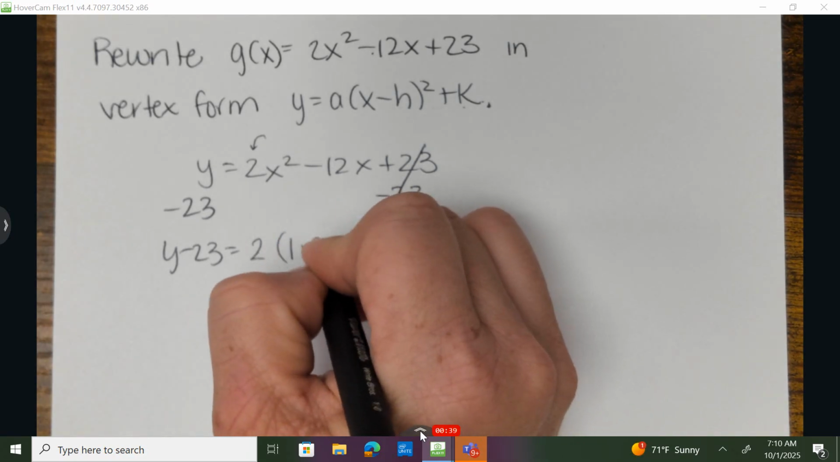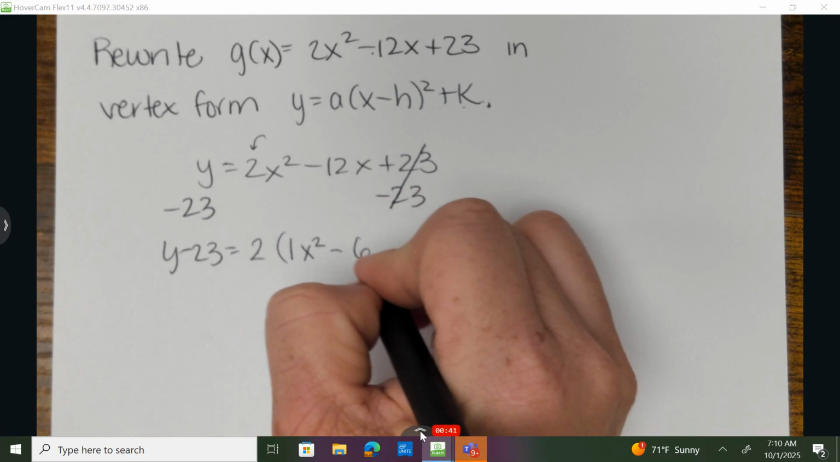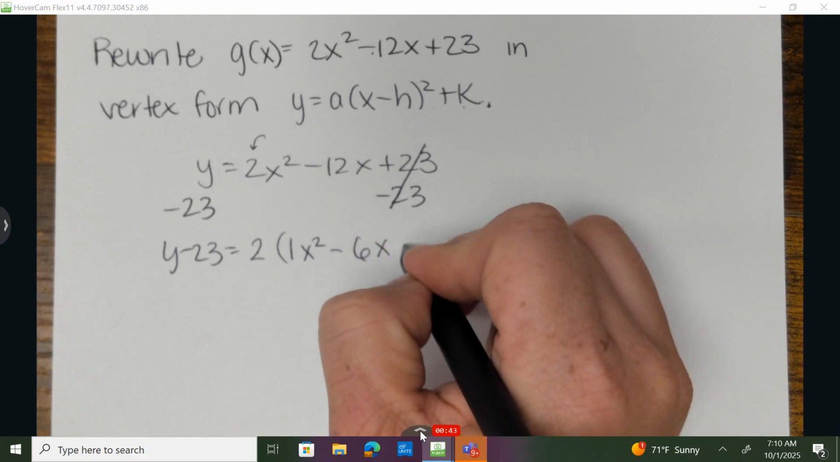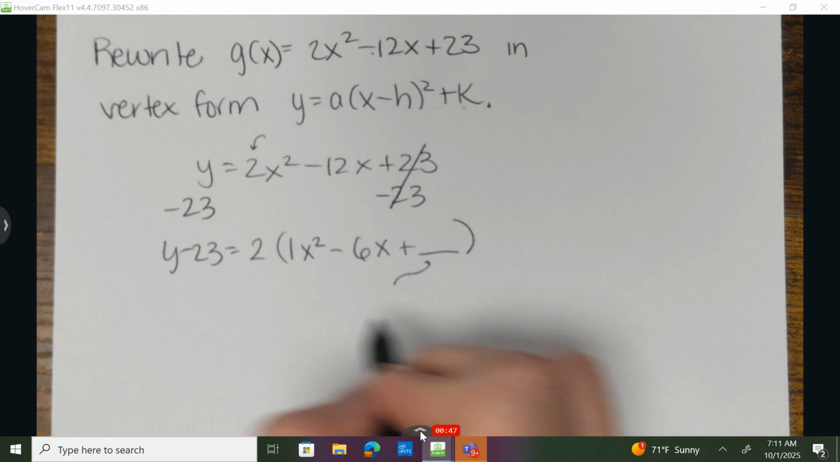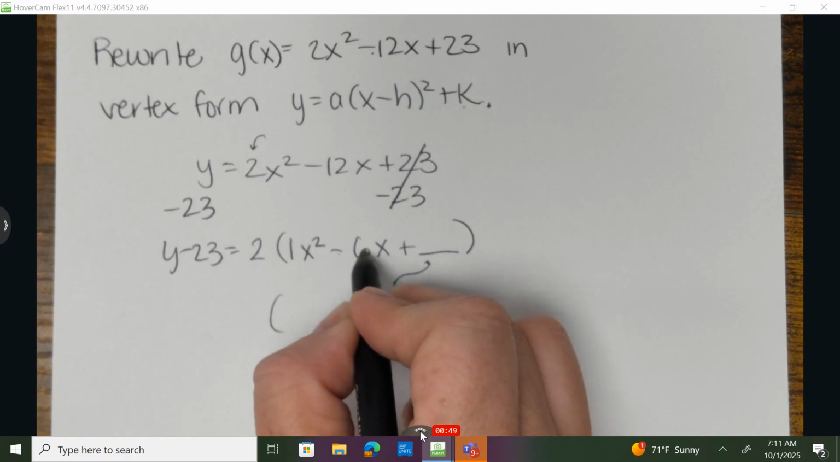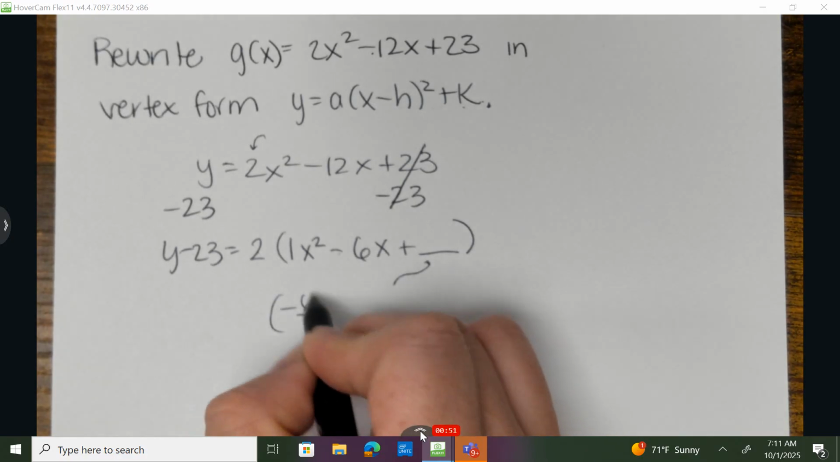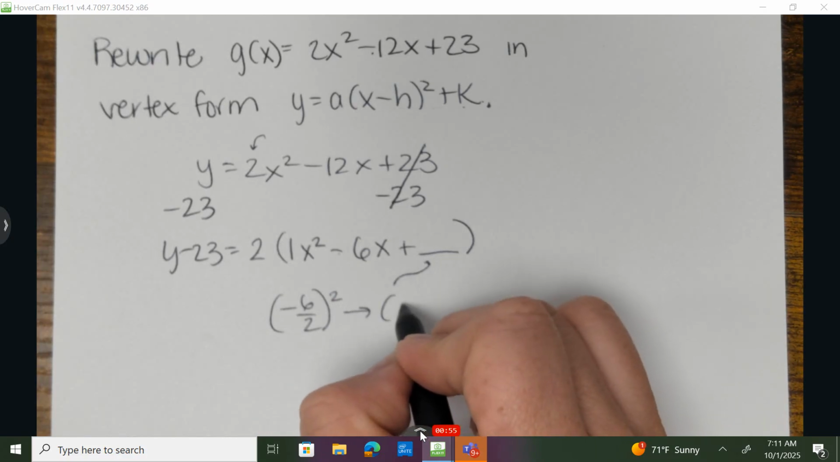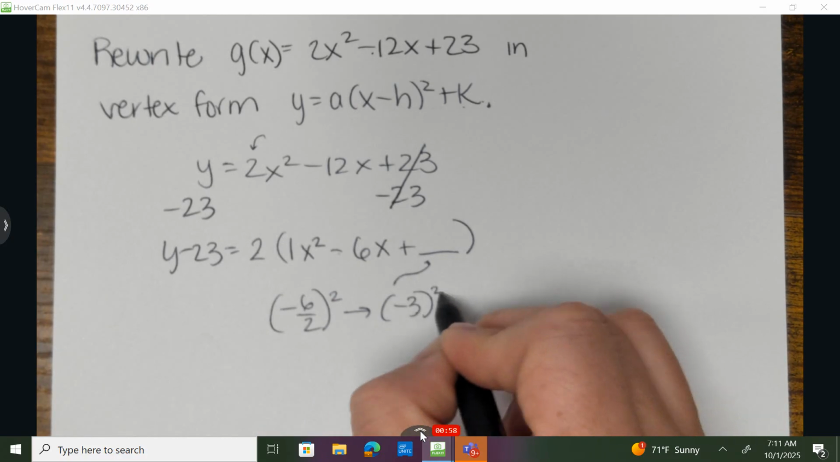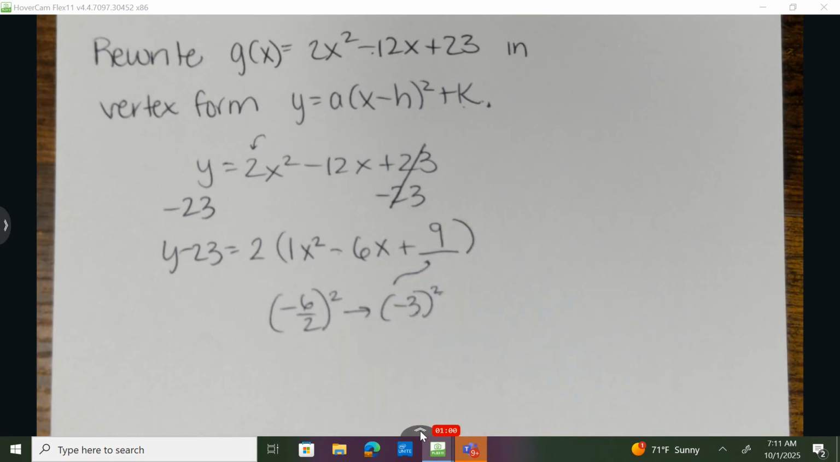2 times 1 is 2, dropped on the x squared. 2 times negative 6 is negative 12, dropped on the x, and now we have this blank spot. How do we achieve this number? We take the b value and the sign, always divided by 2, and square it. Negative 6 divided by 2 is negative 3, and negative 3 squared is positive 9.